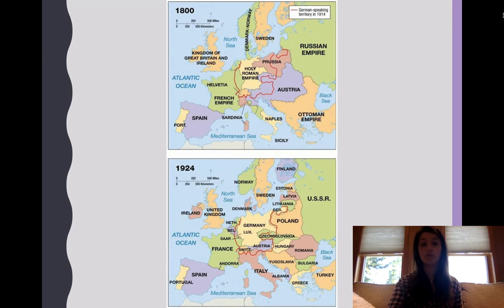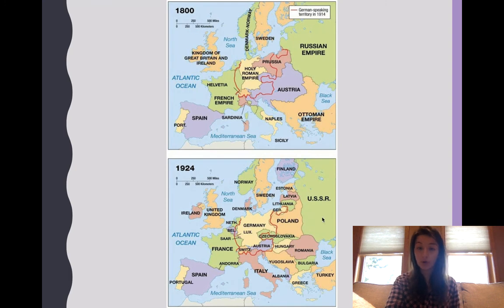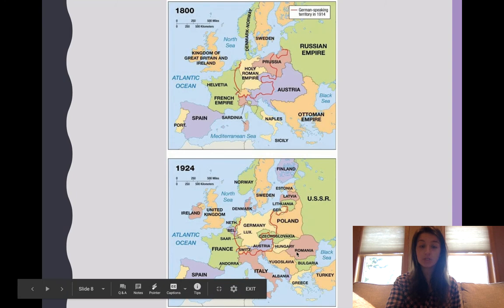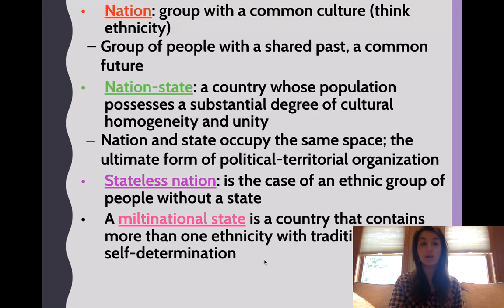So prior to World War One, and even prior to what is modern day Germany, this is how the continent of Europe looked. Now this is after World War One, so you see all of these new countries or states popped up, and even now Yugoslavia further broke up, so there's even more states that are found here.